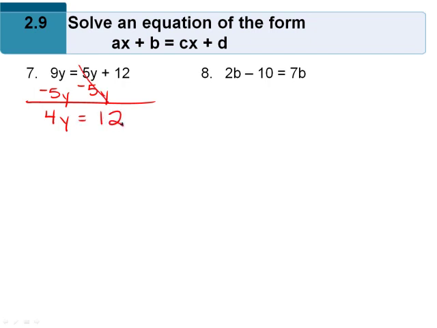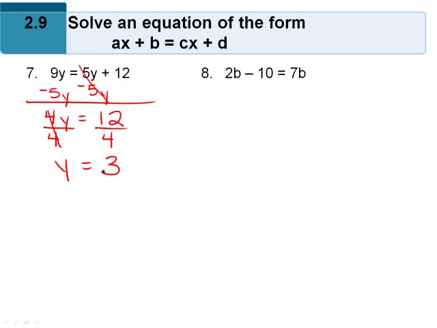Okay, and now we don't have any more steps except to just divide. So this one was a little bit shorter. I'm going to divide by 4 on both sides. The 4's cancel, so y equals 3. Okay.